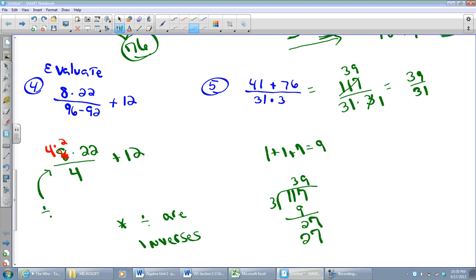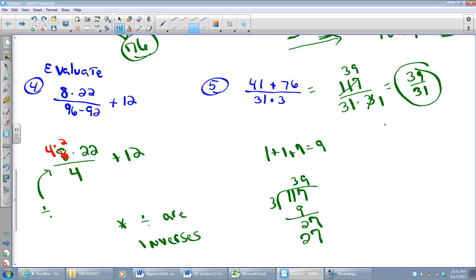Now, you may have been told in elementary school that you never give an improper fraction, and I want to tell you that's not true. Okay, in algebra, sometimes it is smarter to give an improper fraction. Sometimes it's smarter to give a decimal, and sometimes it's smarter to give a mixed number. So if you gave this to me as an answer, I would accept it for full credit.